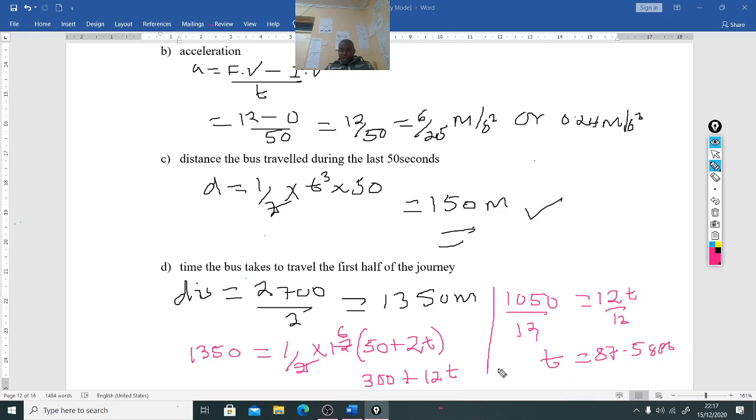Then remember, I need now the whole time, meaning the total time taken. Total is equal to 87.5 plus the first 50 seconds, which gives you 137.5 seconds. So that is the time it took.